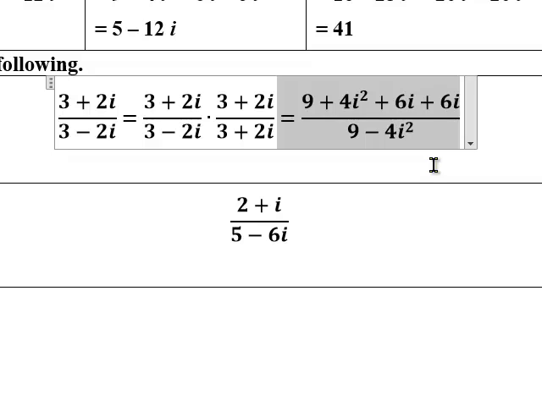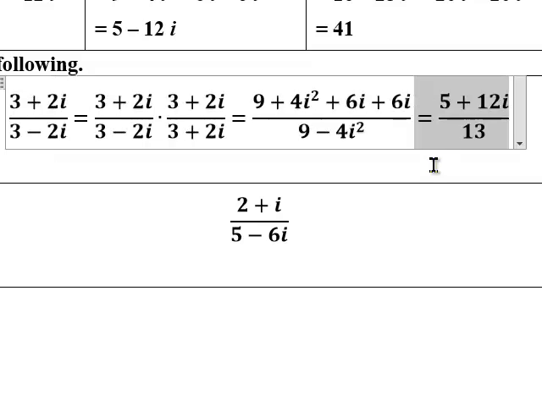And then, of course, the numerator looks more complicated with, again, the FOIL here. 9 plus 4i squared plus 6i plus another 6i, because it's a perfect square trinomial. And notice that I already arranged the real parts and imaginary parts. In the denominator, it's 9 minus 4i squared, which soon will turn into 13. 9 plus 4, right? And there it is.